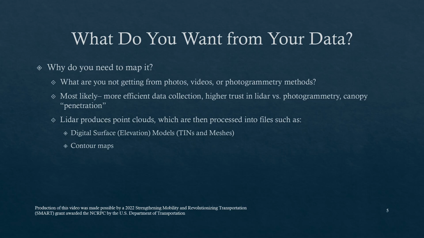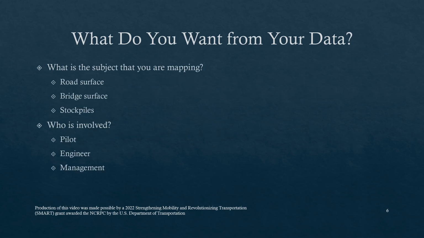These lasers aren't able to penetrate through a leaf or through something. Really, what that's talking about is finding gaps between leaves or gaps in the canopy to get a ground surface that's underneath that canopy. LiDAR produces ultimately these point clouds, which result in different data types of either digital surface or elevation models, TINs and meshes, and ultimately, I've always seen LiDAR end up as a contour map.